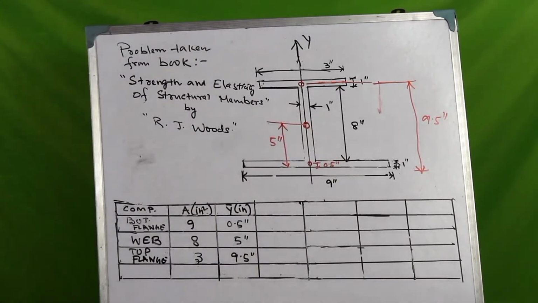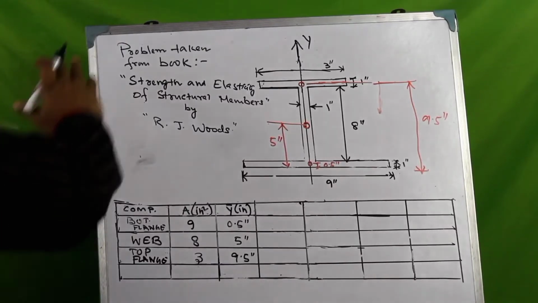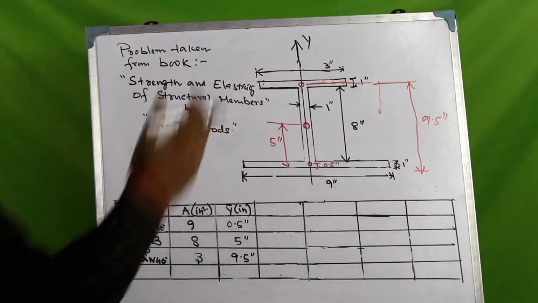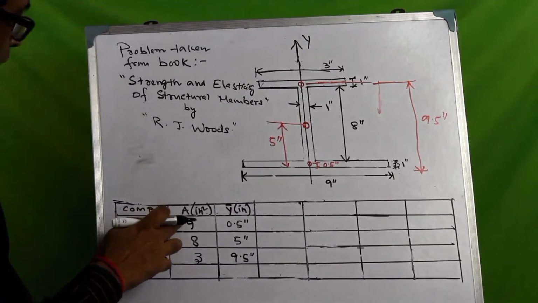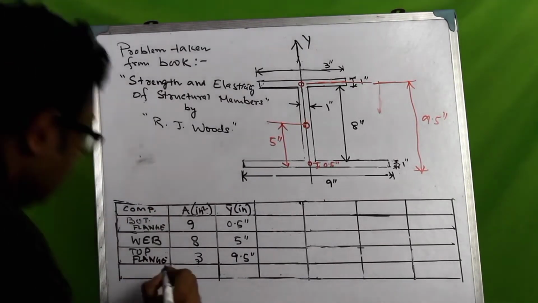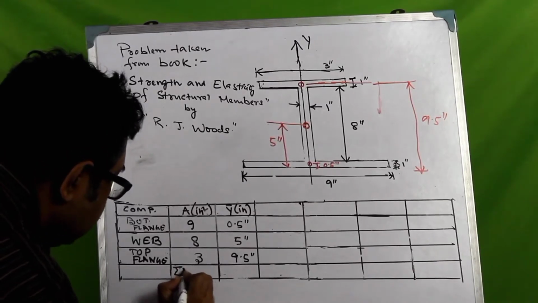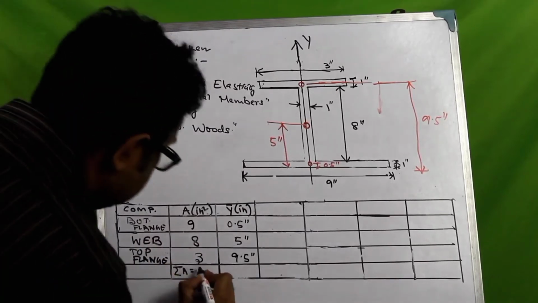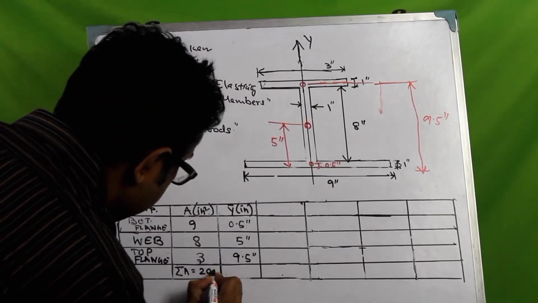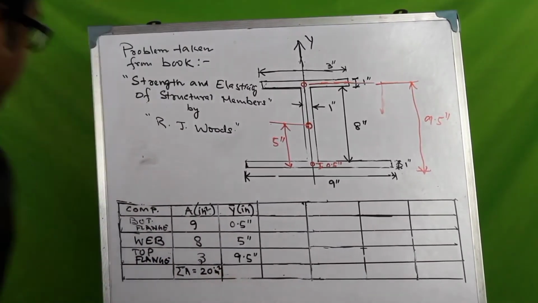Okay. Now, what is the total area of this cross section? Well, the total area of the cross section would be nothing but the summation of each of these areas. So 9 plus 8 is 17, 17 plus 3 is 20 square inches, right? It would be 20 square inches.